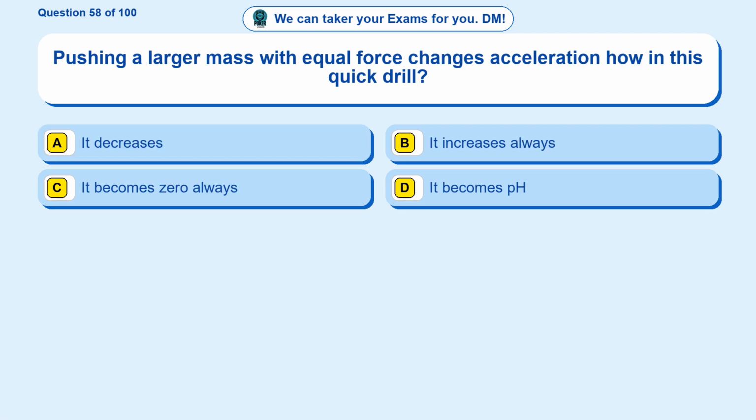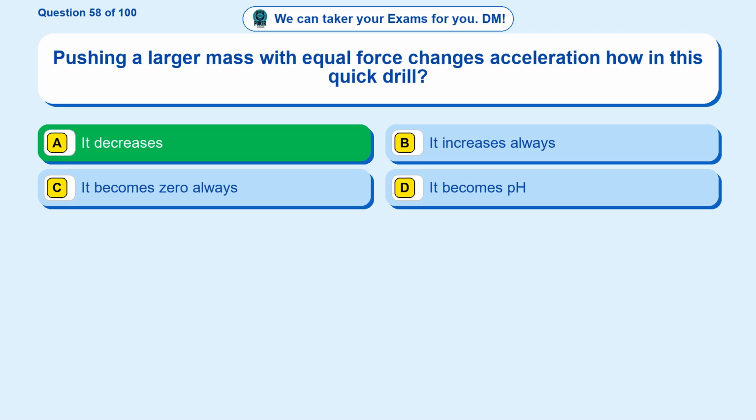Question 58. Pushing a larger mass with equal force changes acceleration how in this quick drill? Option A, it decreases. Option B, it increases always. Option C, it becomes zero always. Option D, it becomes pH.